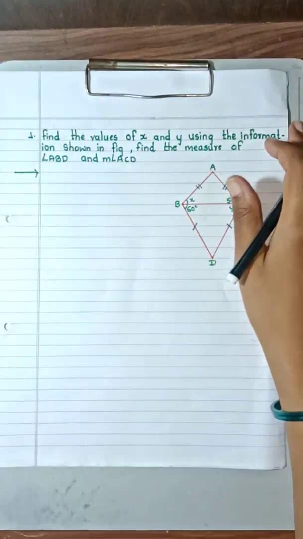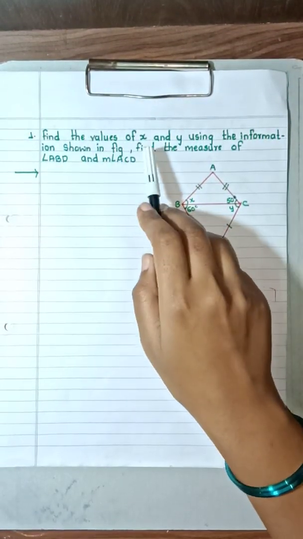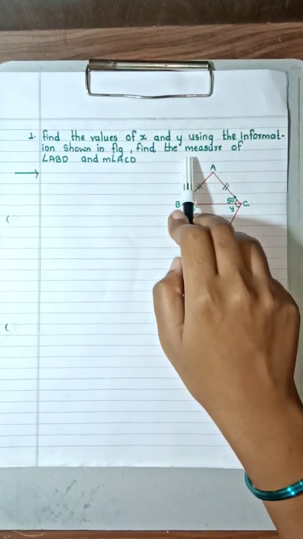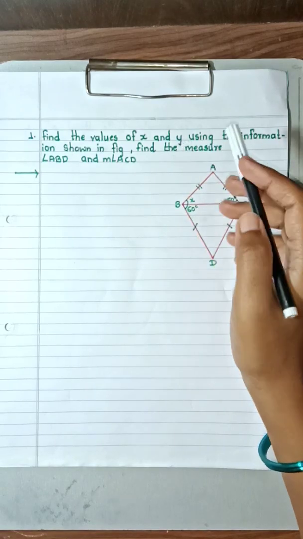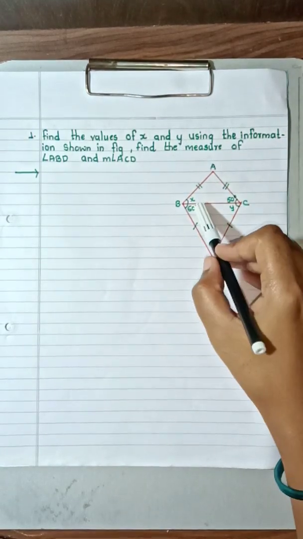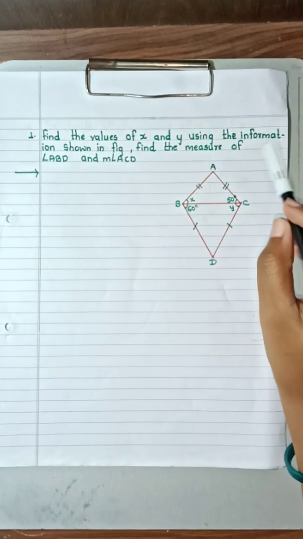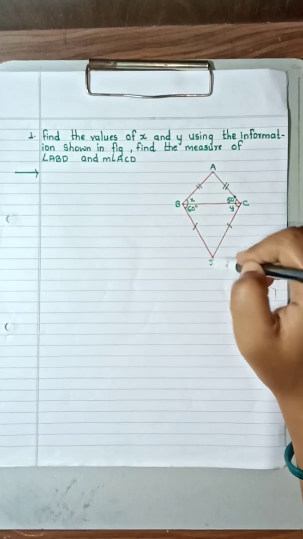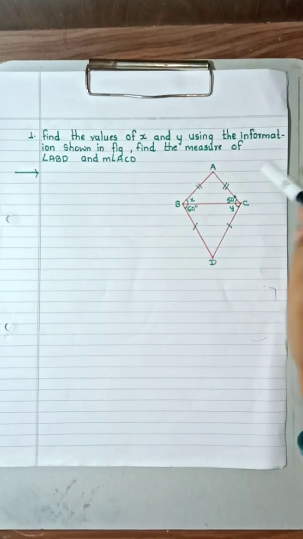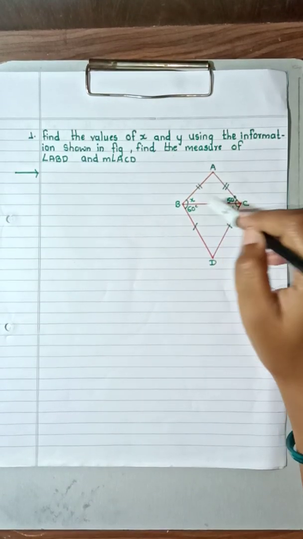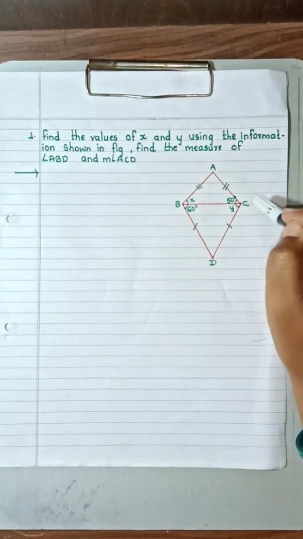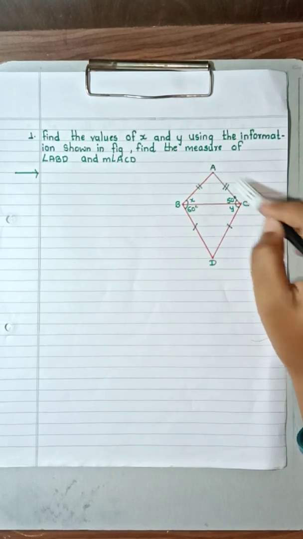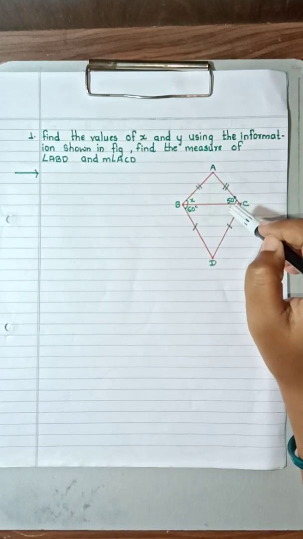So in the first question, find the values of x and y using the information shown in the figure. Find the measures of angle ABD and angle ACD. They have given you angle B in triangle ABC as x, and in triangle ABD it is 60 degrees. In triangle ACB the measurement of angle C is 50 degrees, and in angle ACD the measurement of angle C is y.